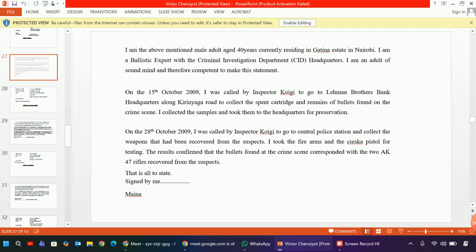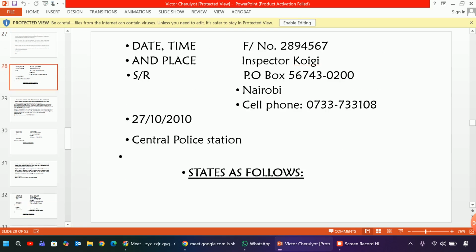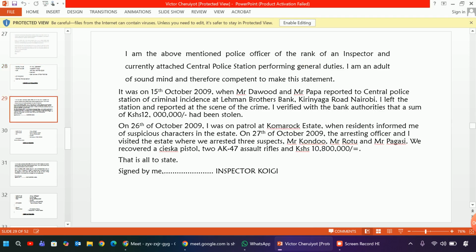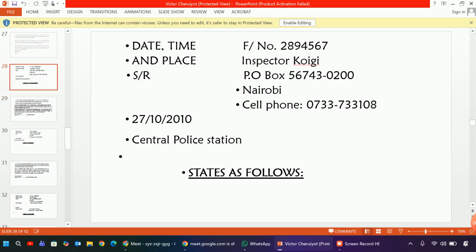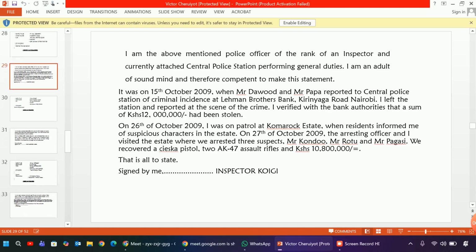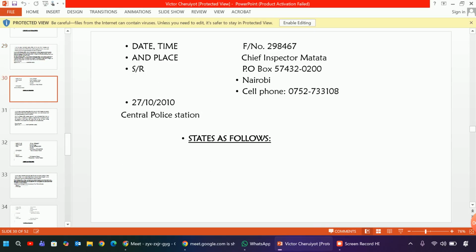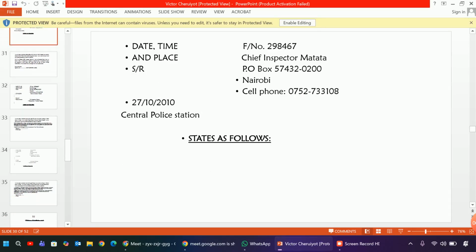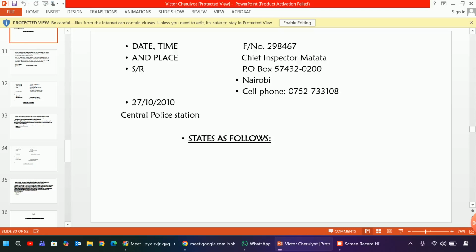The statement of Mr. Minor. The next prosecution witness is Inspector Koigi. I think this is the IO. Then we have the next, Chief Inspector Matali. This is the IO now. The other one was the arresting officer.